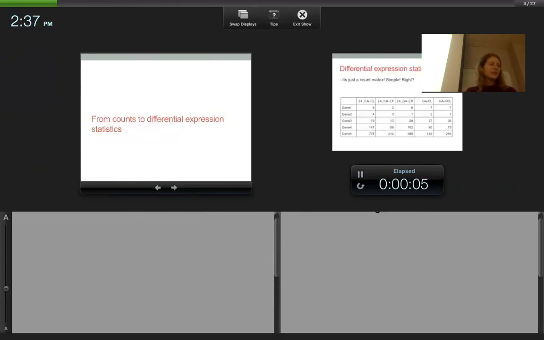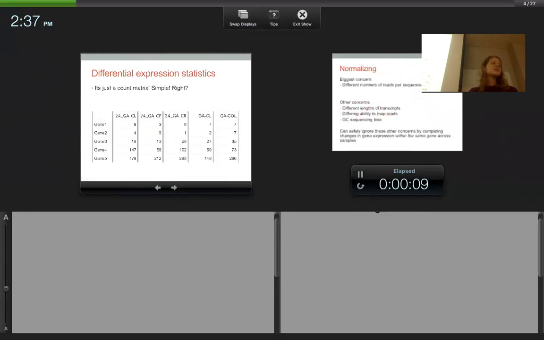So let's talk about how to go from counts to differential expression statistics. This is what we are hoping to come out of probably by the end of today. We probably won't actually get to the statistics today, but your goal in RNA sequencing, if you want to do differential gene expression, is to take your RNA-seq data and figure out how many of each of my reads aligns to each of my genes. How many can I uniquely assign to a gene?